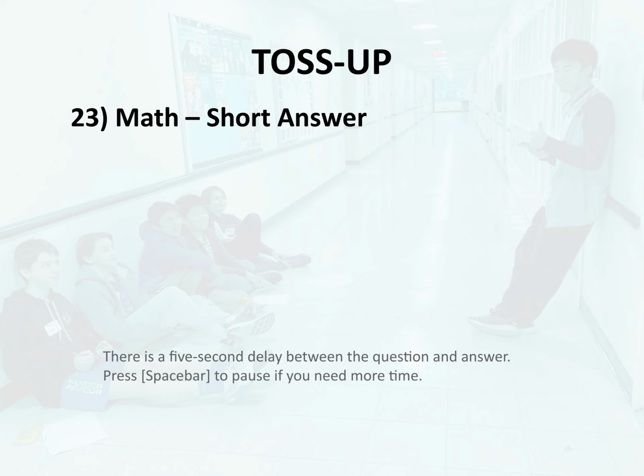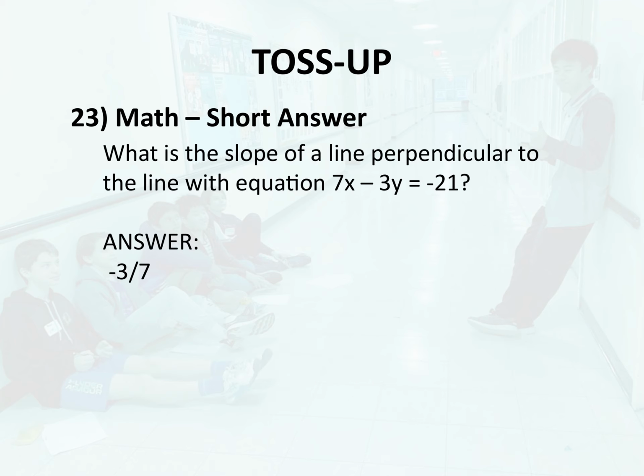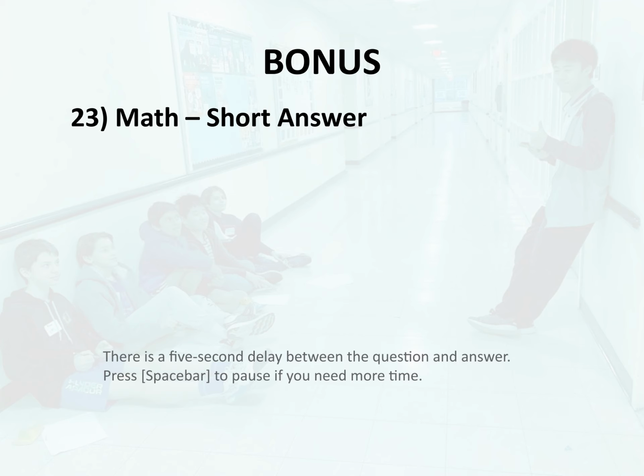Toss-up 23. Math, short answer. What is the slope of a line perpendicular to the line with equation 7x minus 3y equals negative 21? Answer: negative 3 over 7. Bonus 23. Math, short answer. A pyramid with 18 edges has how many faces? Answer: 10.